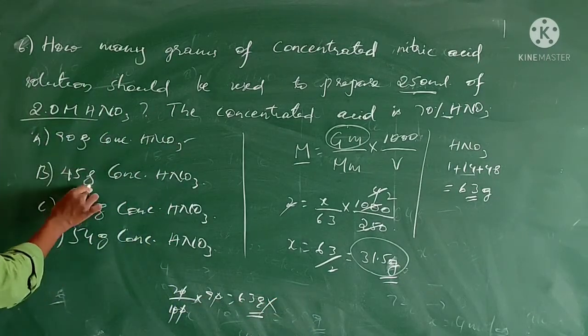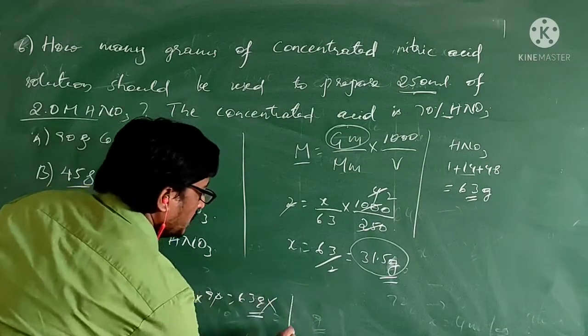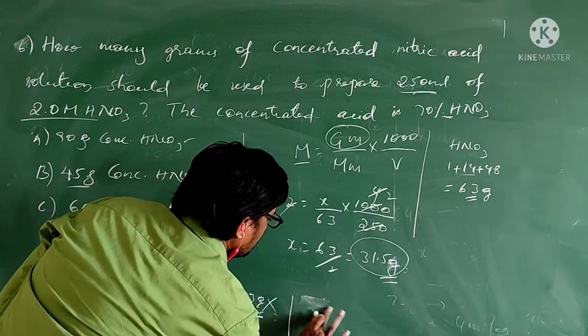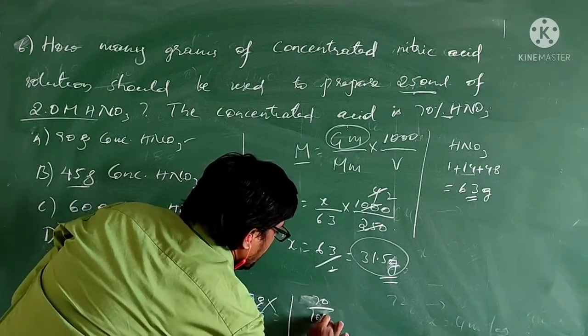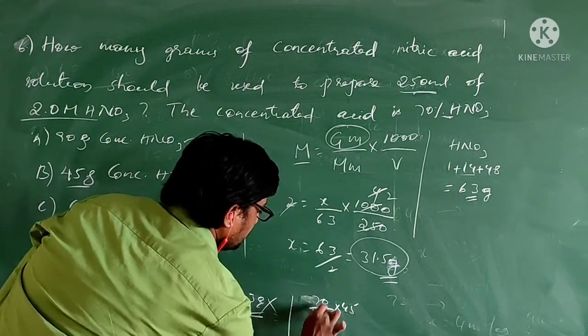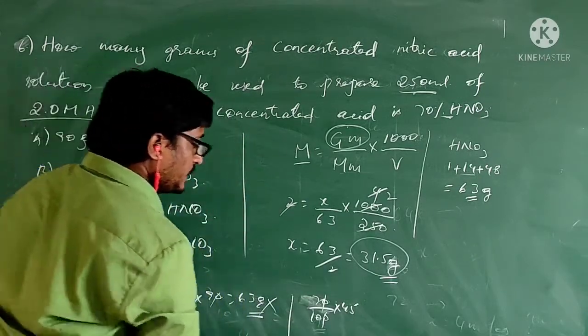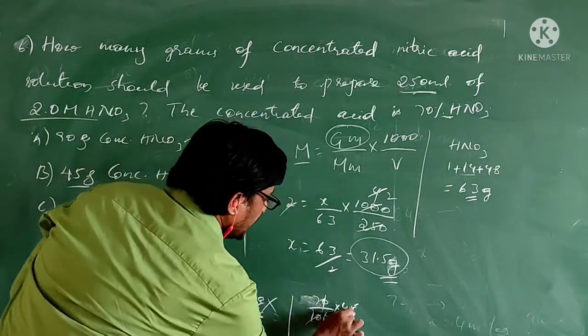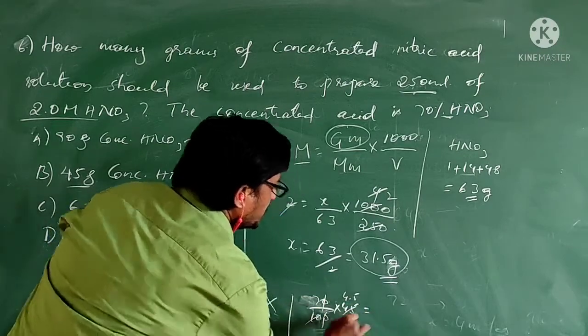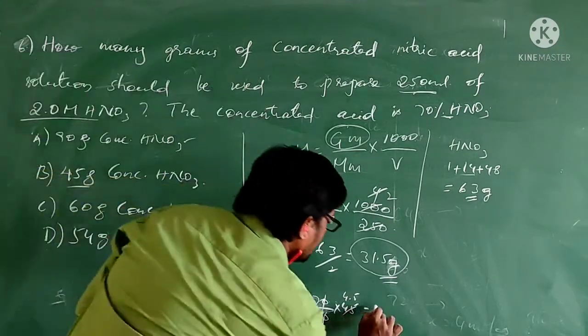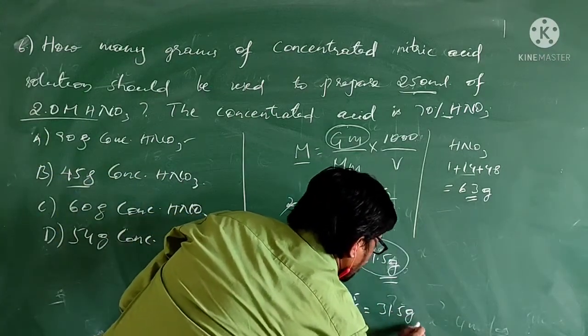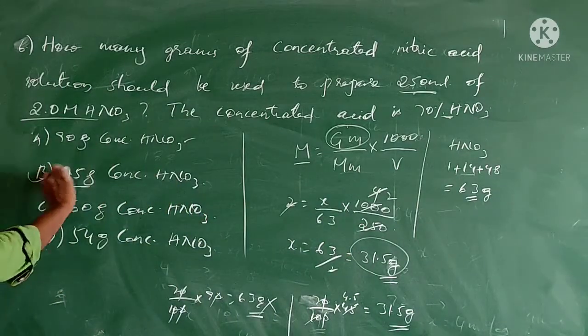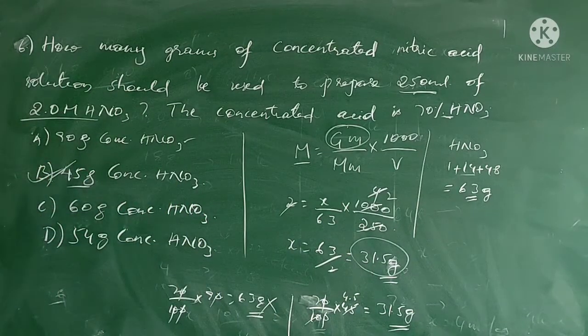In the same way, let us see 45 grams. 45 grams means 70 by 100 into 45. Let's cancel. So 7 into 4.5, which is nothing but 31.5 grams. So this is our answer. Okay. Simple question.